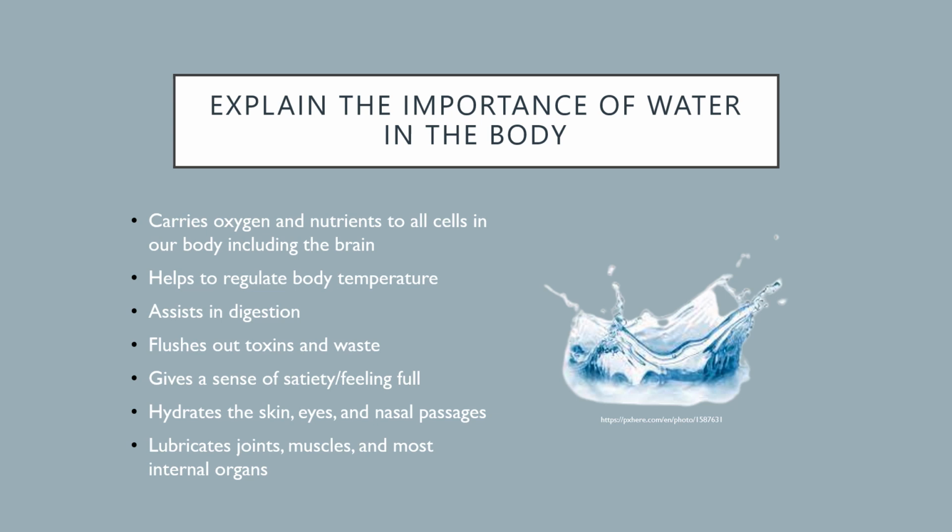Some of these processes include carrying oxygen and nutrients to all of our cells in the body, including the brain, regulating body temperature, assisting in digestion, flushing out toxins and waste, giving a sense of satiety, which means you feel full after eating, hydration of the skin, eyes, and nasal passages, and the lubrication of joints, muscles, and most internal organs. On the next slide, I will explain how body water content changes with age and development.